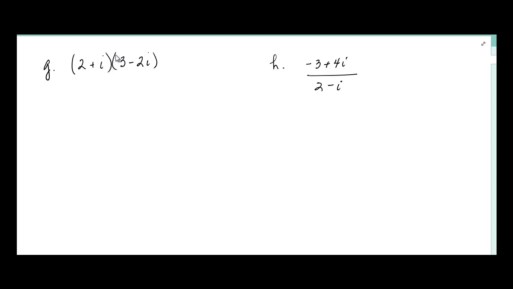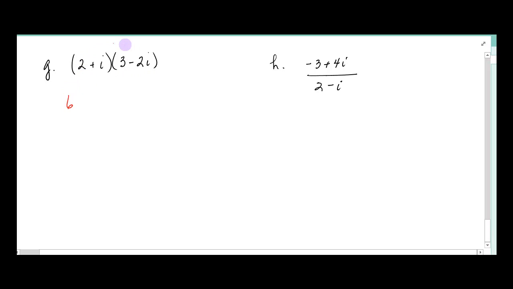Now these last two examples deal directly with FOIL and the conjugate. So let's just look at the first one and deal with FOIL. Remember that when I talk about FOIL, that's when we multiply the first times the outer and the inner and the last. So when we do that, the firsts, 2 times 3 is 6.